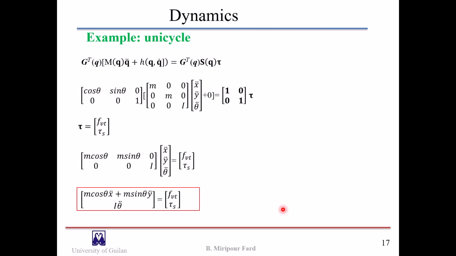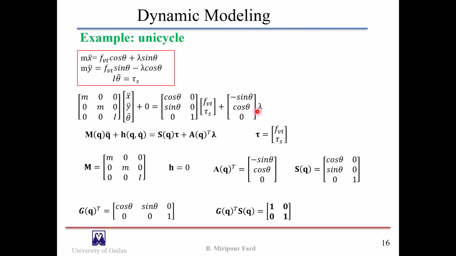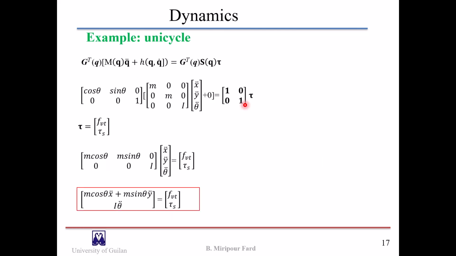Let's eliminate lambda in these equations. Simply by pre-multiplying G transpose to this matrix, we can do this. If we pre-multiply G transpose, we will see that finally these equations are obtained. You can see that the lambda is eliminated.